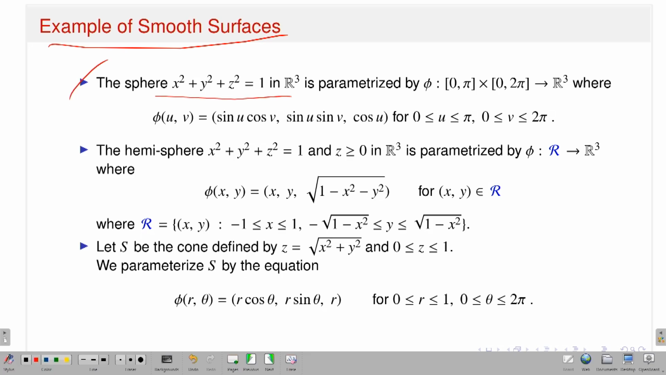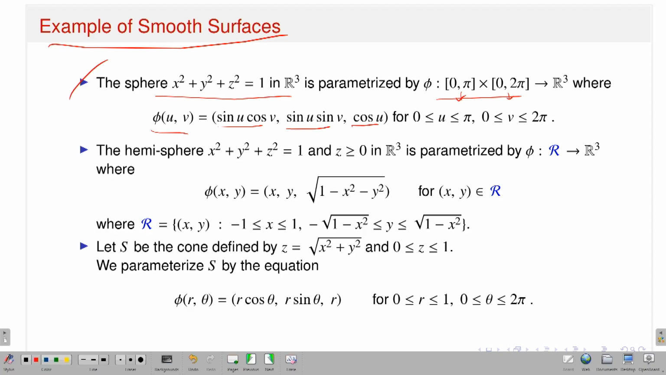This is a unit sphere in R3. Now this has a parameterization. I already talked about it: if I know the spherical coordinate system, you know the parameterization. So phi should be a map from [0, pi] cross [0, 2 pi] to R3. u runs over this one, v runs over this one, and the corresponding components are sin u cos v, sin u sin v, and cos u. The coefficient should be 1 because I am talking about the unit sphere.